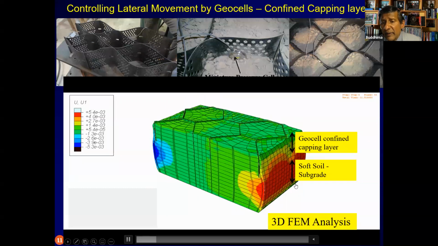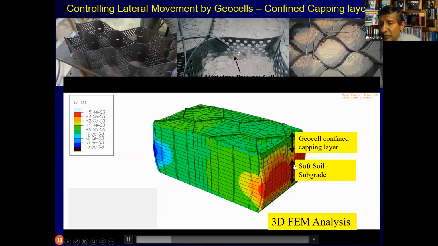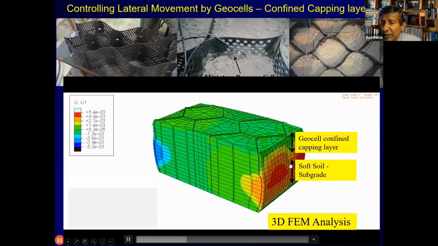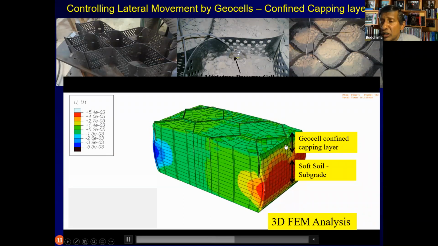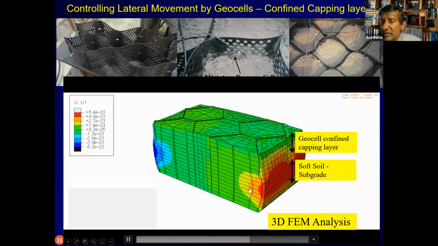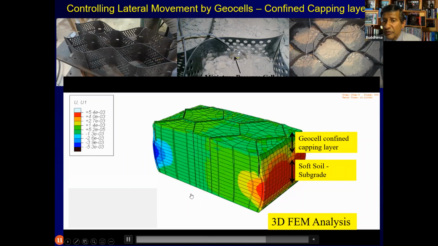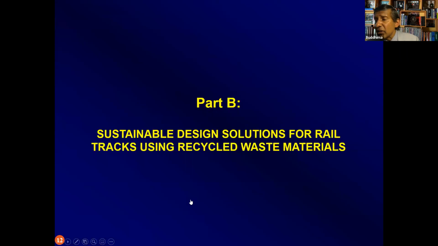As you can see, where the soft soil is unreinforced, the lateral movements are very large, but where the geocells were, you can see that the lateral movement are relatively low, and therefore the track is significantly stable because of the geocells. So that's an application of geocells to prevent mud pumping. Now with that, I'm coming to part B on the sustainable design solutions using recycled waste materials.